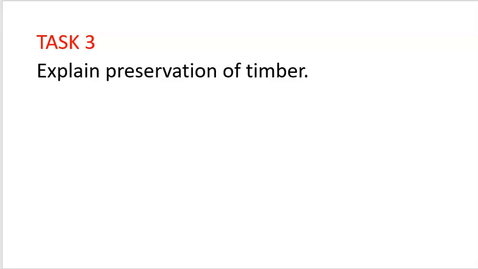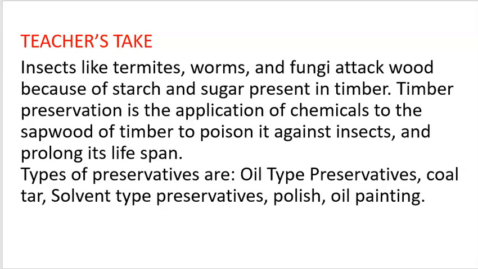Alright, so after the timber has been seasoned, it has to be preserved. Can you explain preservation of timber? Insects like termites, worms, and fungi attack wood because of starch and sugar present in timber. Timber preservation is the application of chemicals to the sapwood of timber to poison it against insects and prolong its lifespan. Types of preservatives are: oil type preservatives, coal tar, solvent type preservatives, polish, and oil painting.